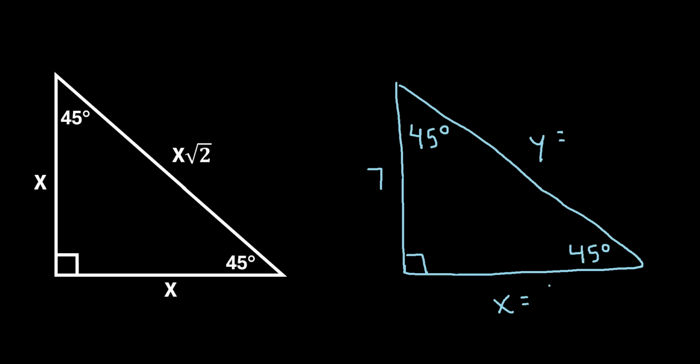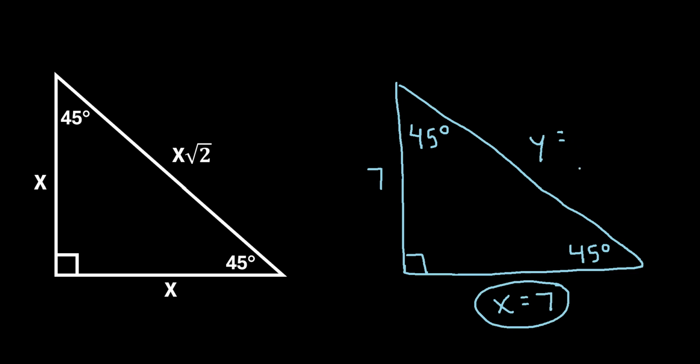All right, let's say we have the following 45-45-90 triangle here. We're told that this side length is 7, and we want to figure out what this side length is, so we'll call this x, and what this side length is, we'll call it y. Well, when we have this type of triangle, the two sides that touch the 90-degree angle must have the same side length. So if this side is 7, this side must also be 7. So x is going to be equal to 7.